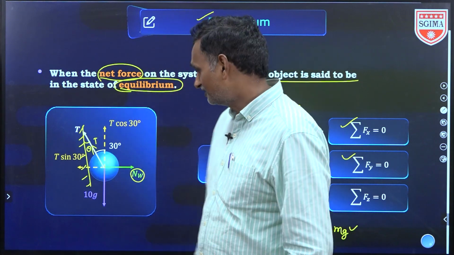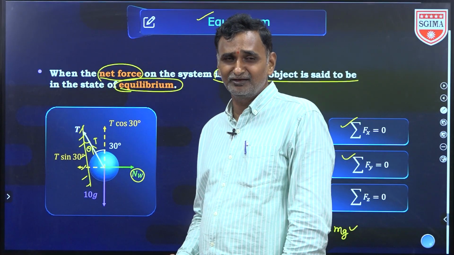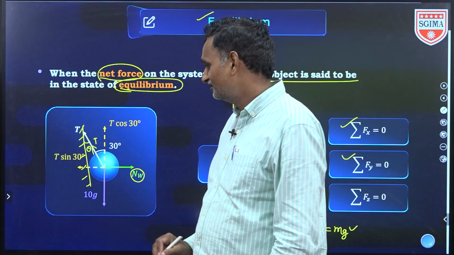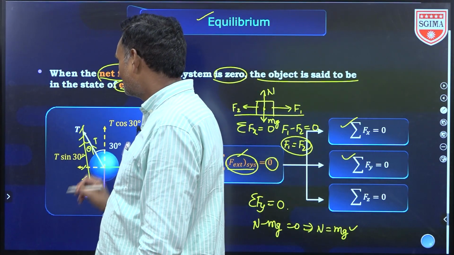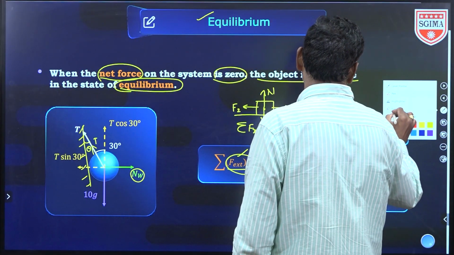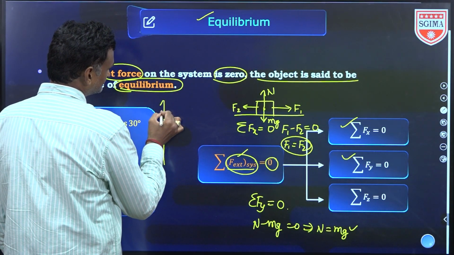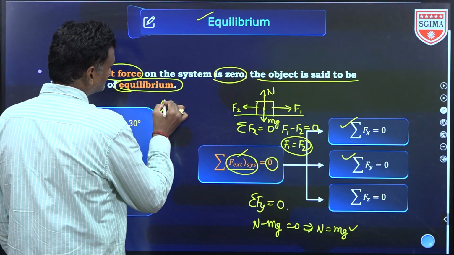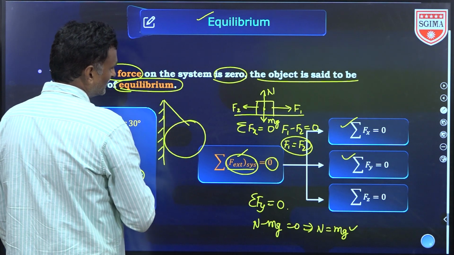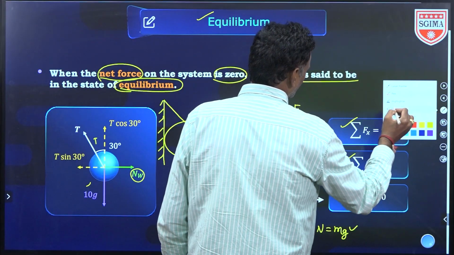So, here tension force, weight, and normal force, 3 forces are acting on the body. But these 3 forces sum to 0 definitely. Then only we can say this body is said to be in equilibrium. So, its original diagram will look like this. Let me explain the diagram here. Like this it will be. Then we can take the angle here.